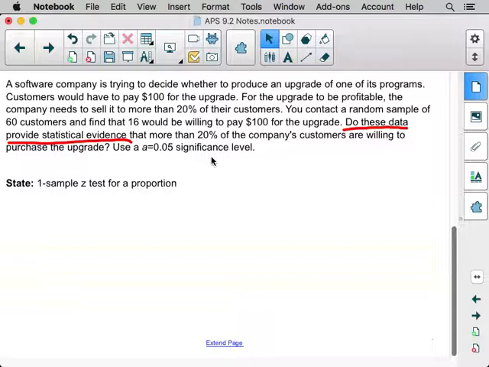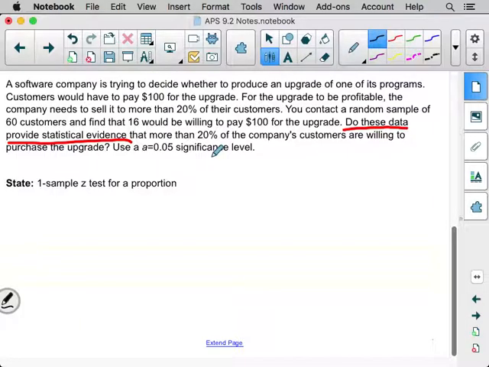If we're performing a test, we need to establish what our hypotheses are, correct? So remember, those always come in twos, right? The null, which is the current claim, and the alternative, which is what we're trying to show, trying to get evidence for. So what is the current claim? 20%. Okay, so we're going to say that's the current claim. And what are we trying to show? That more than that. Because if we can show that there's more than that, that would make our upgrade profitable for the company.